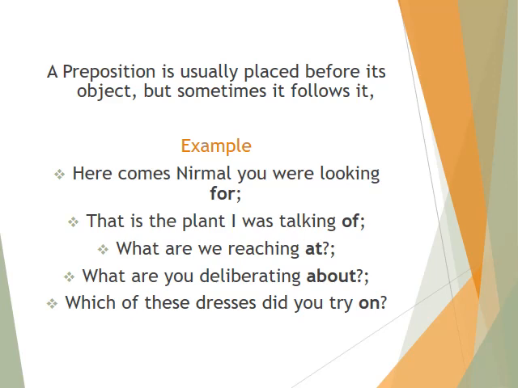A preposition is usually placed before its object, but sometimes it follows it. For example, here comes Nirmal you were looking for. That is the plant I was talking of. What are we reaching at? What are you deliberating about? Which of these dresses did you try on?